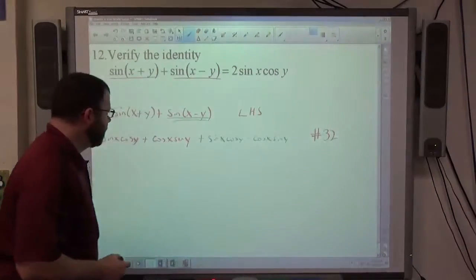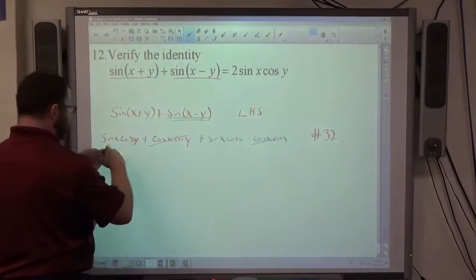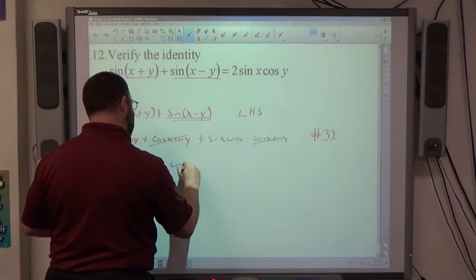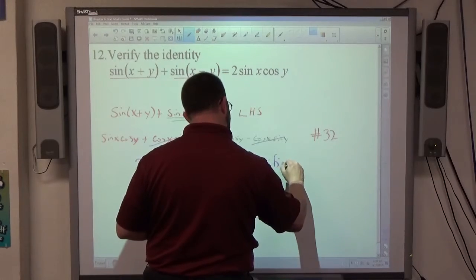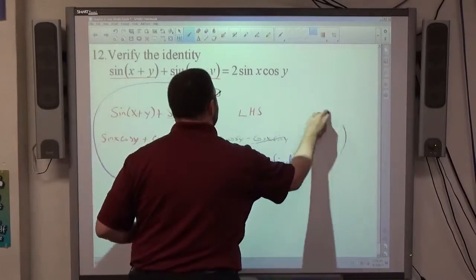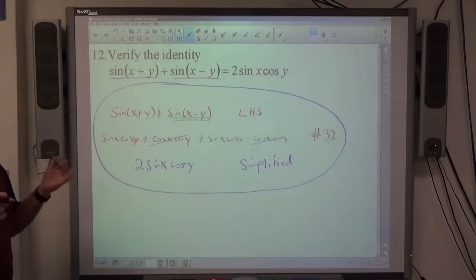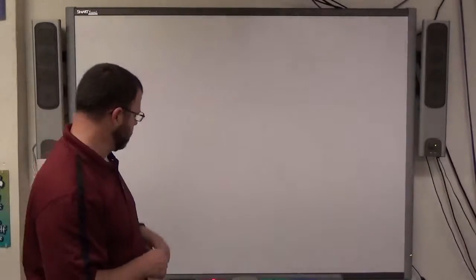Next, if I simplify, cosine of x sine of y minus cosine of x sine of y cancels, and sine of x cosine of y plus sine of x cosine of y is 2 sine of x cosine of y, and that's just by simplifying. That's the right-hand side. So I'll probably stick to the double angle identities, the sum of difference identities there, and do some simplification. So one of those identities happens, and then just the projector shuts off. So I'll call that the end.